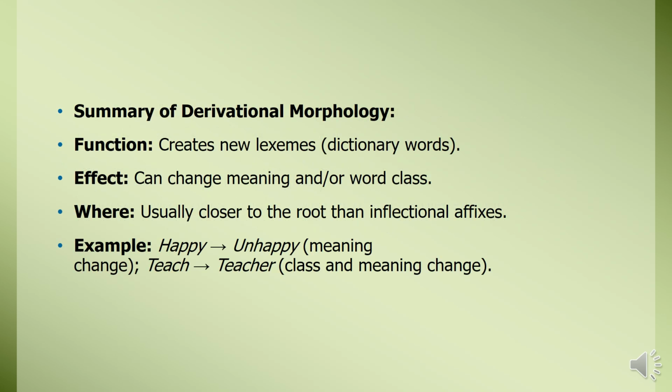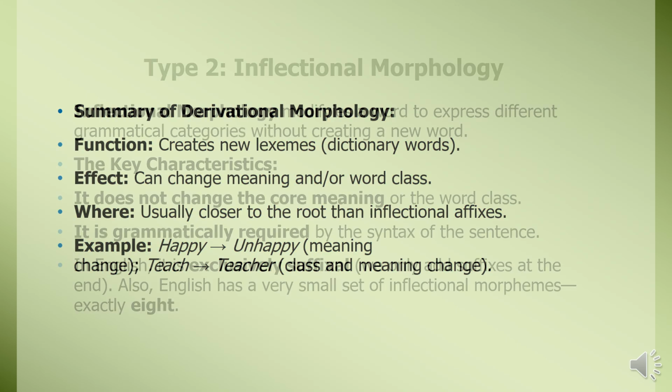Summary of derivational morphology: the function is that it creates new lexemes, dictionary words, and changes the meaning or word class, usually closer to the root than the inflectional suffixes. We have happy, unhappy, this one I told you to ignore. So we have teach, teacher. This is an example that illustrates the point we are discussing now.